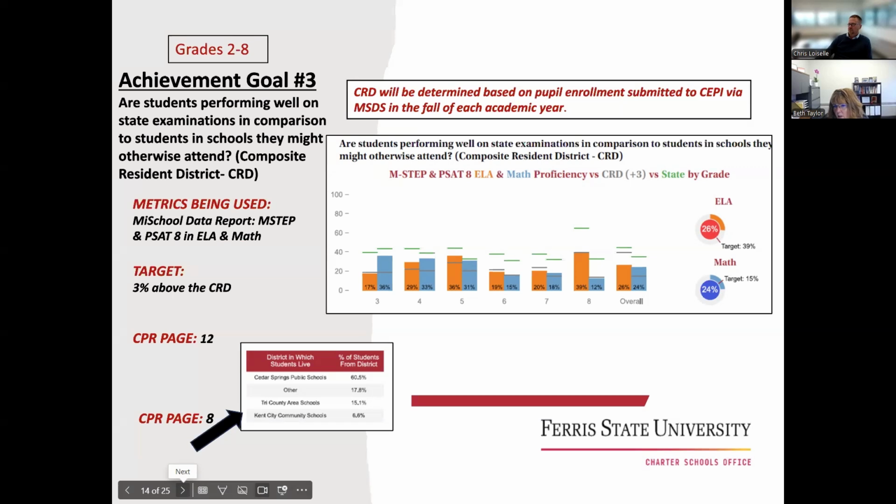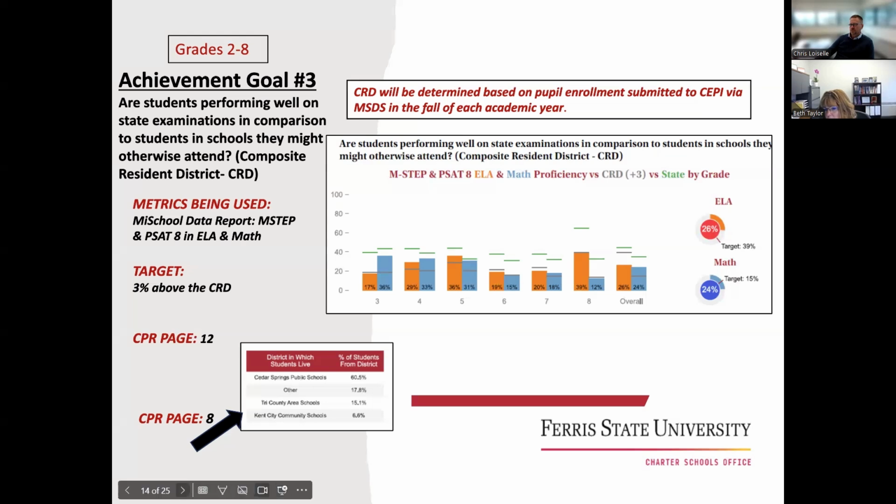We get the information based on the pupil enrollment submitted to CEPI via MSDS in the fall of each academic year. And in order to then calculate, we take those percentages, and you will see at the bottom of this page on the left, you'll see districts in which your students live in. This specific school that we pulled the picture from, you'll see there are 4 school areas that we pull from. For this school, we take those percentages and we create a composite district. We take their scores to compare with your scores.